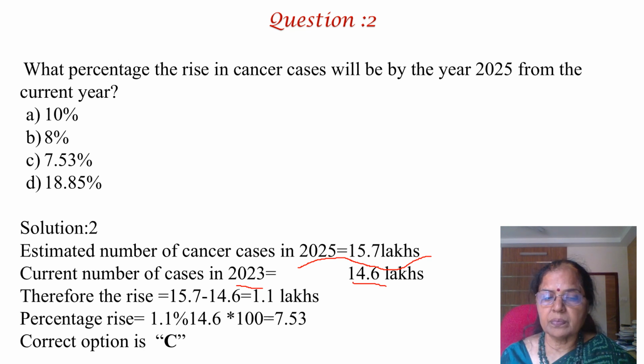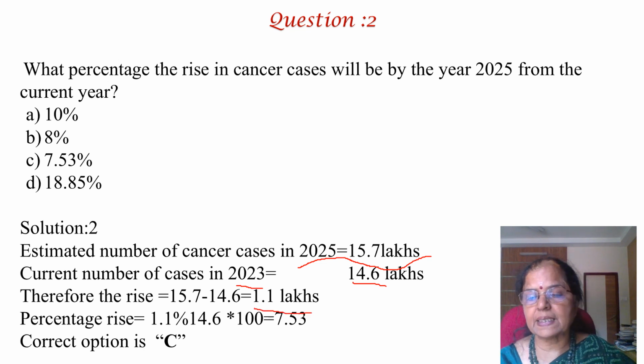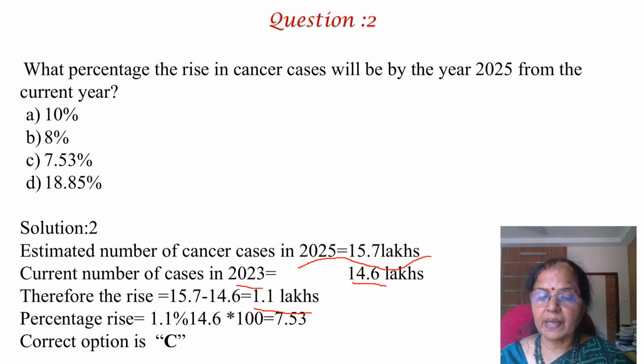So what is the rise? So you subtract 14.6 from 15.7. You are getting 1.1 lakh. That is the rise in the number of cases. And what is this rise for? Rise from 14.6. The rise is not for 15.7. The rise is from 14.6. So this 1.1 lakh, the number of cases have risen from 14.6 lakhs.